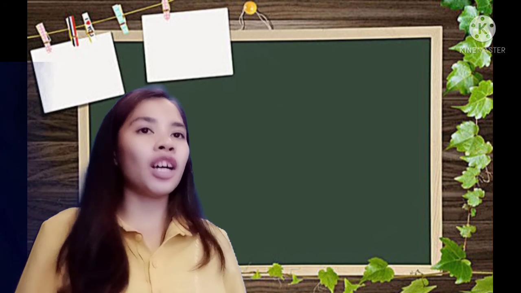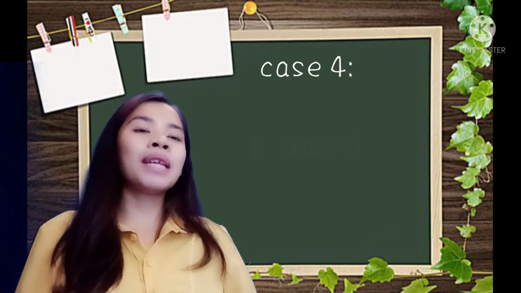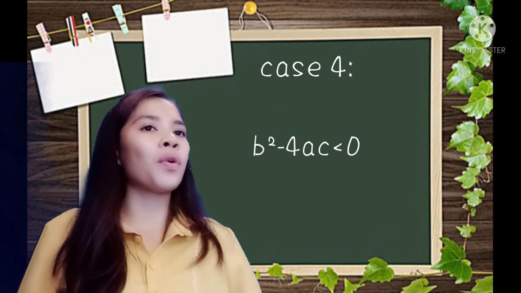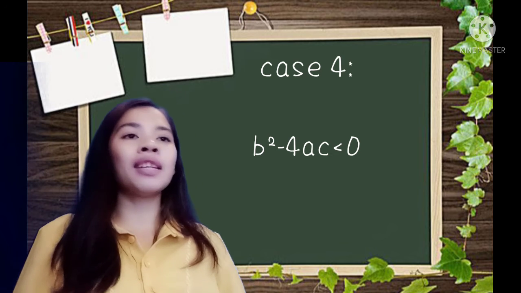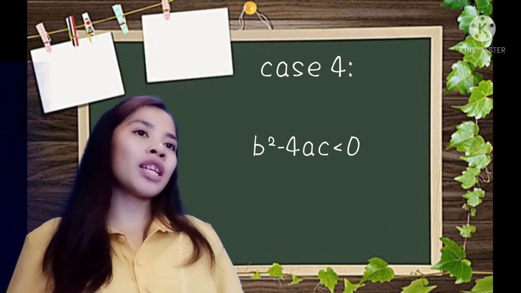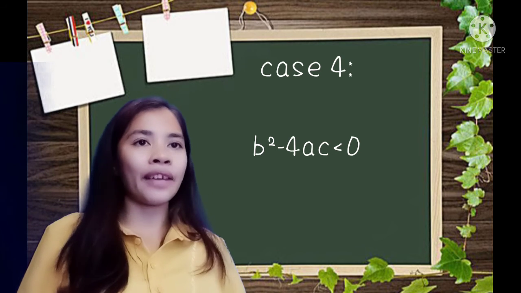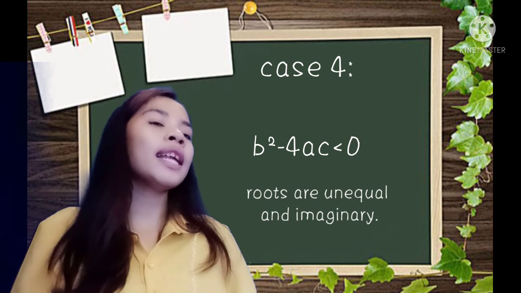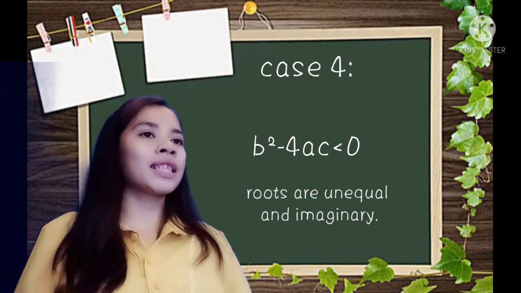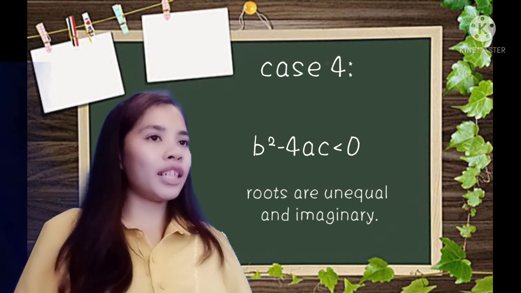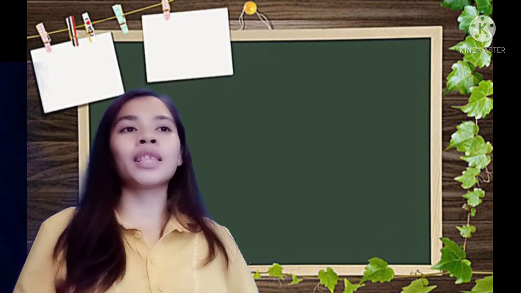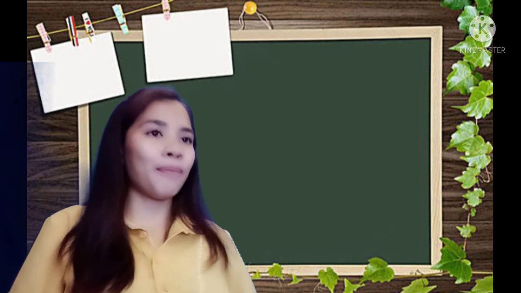Now moving on, case number 4: b squared minus 4ac is less than 0. When a, b, and c are real numbers, a is not equal to 0, and the discriminant is negative, then the roots x sub 1 and x sub 2 of the quadratic equation ax squared plus bx plus c equals 0 are unequal and imaginary. Here, the roots x sub 1 and x sub 2 are a pair of complex conjugates.